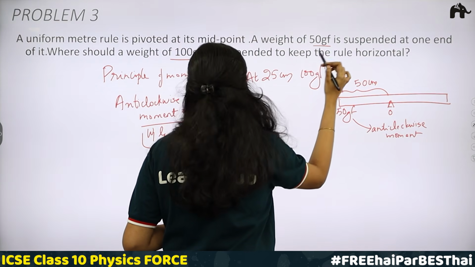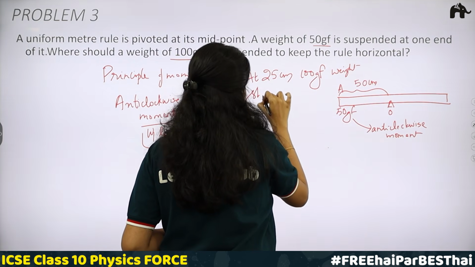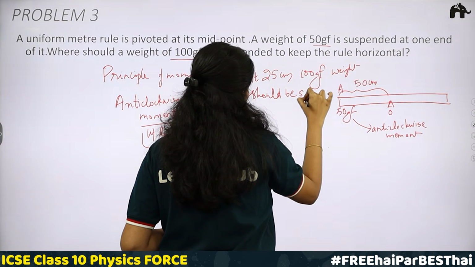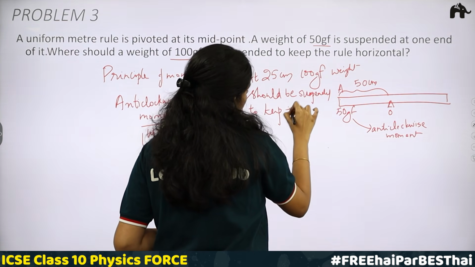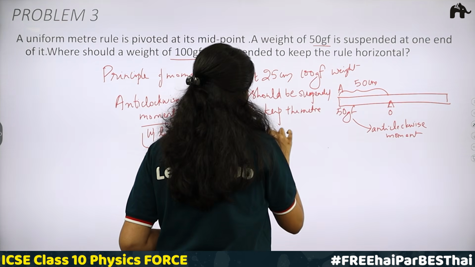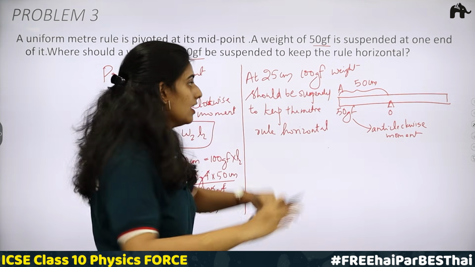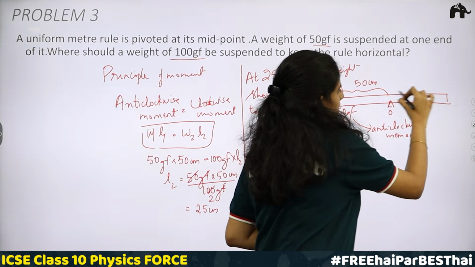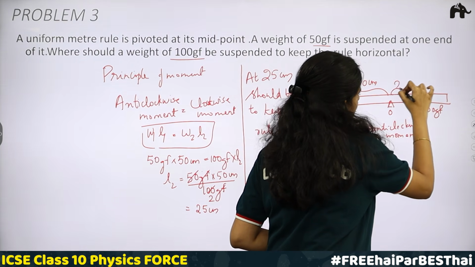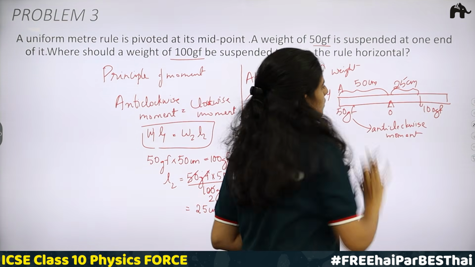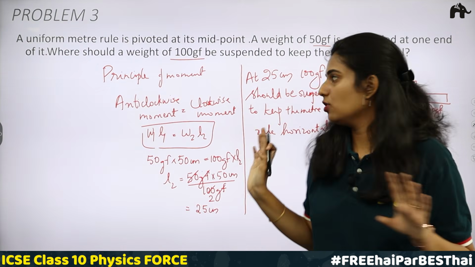So at 25 centimeter, the 100 GF weight should be suspended to keep the meter rule horizontal. Okay, in order to keep the meter rule horizontal, the 100 GF weight is suspended at 25 centimeter from the pivot. Clear? Then the rule will be horizontal.